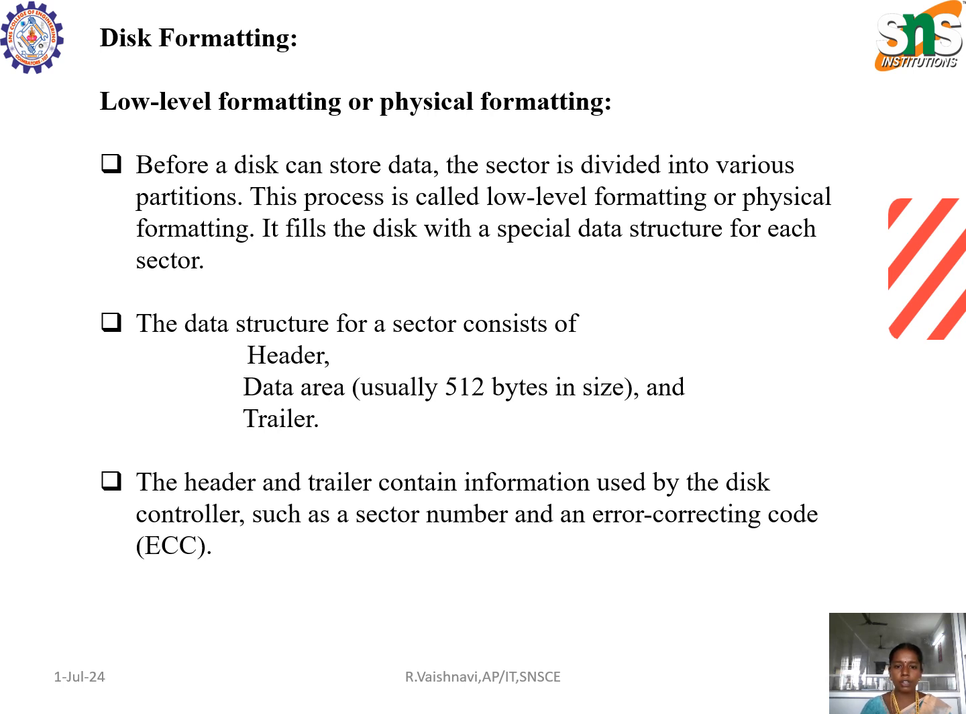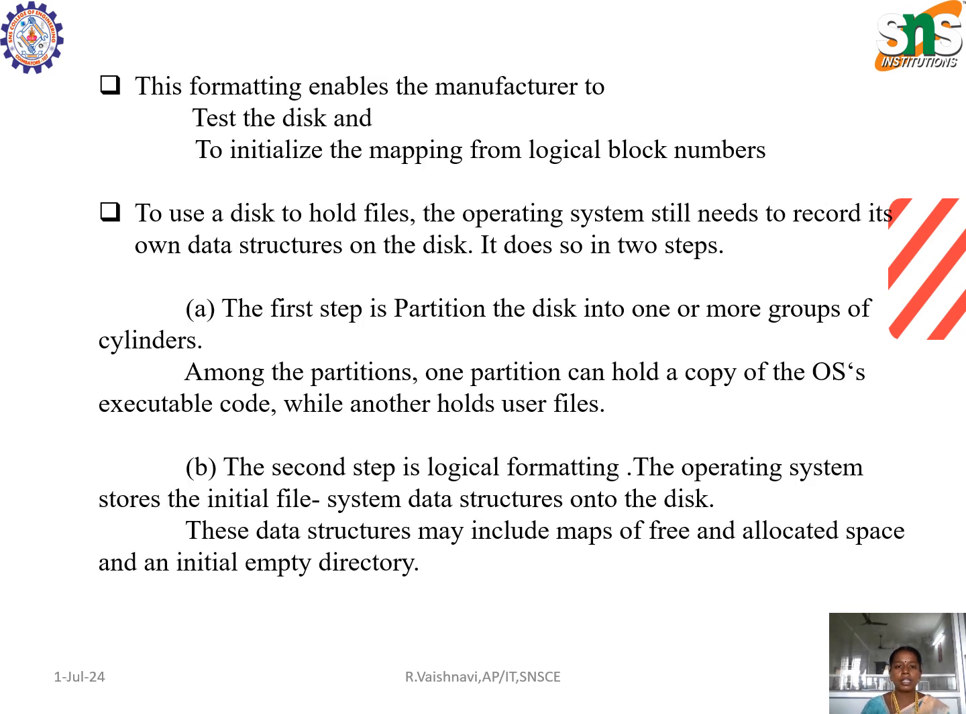The data structure for the sector consists of a header, a data area, that is usually 512 bytes in size, and the trailer. The header and the trailer contain information used by the disk controller, such as sector number and an error correcting code, that is represented as ECC. Next, this formatting enables the manufacturer to test the disk and to initialize the mapping from logical block numbers.